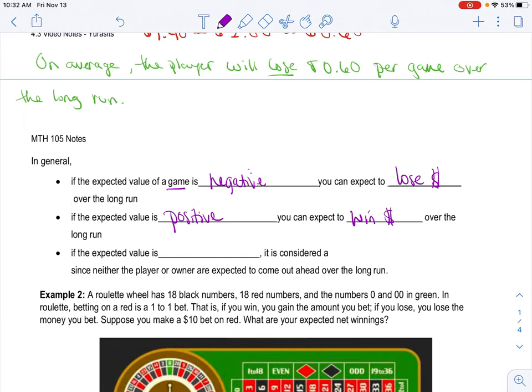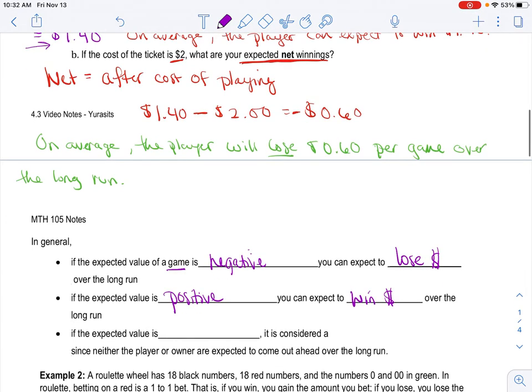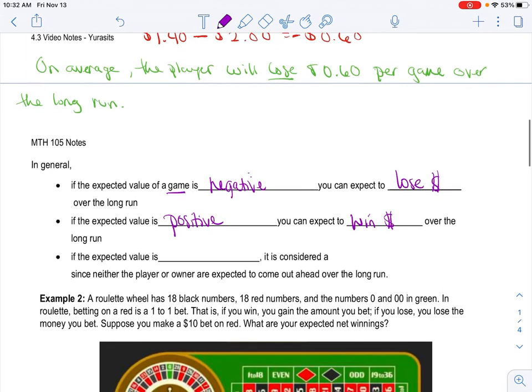So to go back to the previous example, our expected value was $1.40, so we're expected to win that on average. The difference is we just haven't taken into effect how much we actually paid to play the game. And so that's why that became negative, that 60 cents. Now, if the expected value is 0, it is considered a fair game, since neither the player nor owner is expected to come out ahead over the long run. So casinos definitely do not play a fair game.